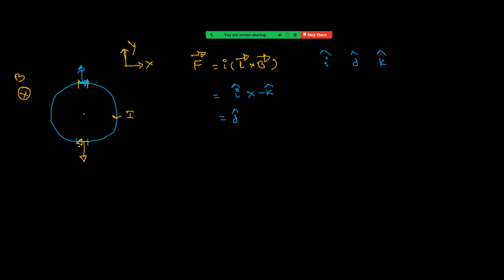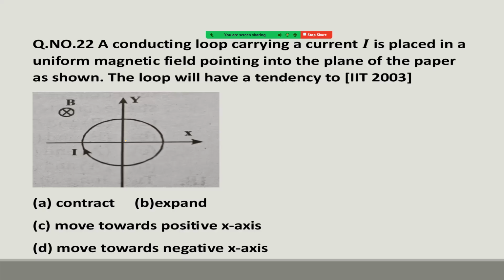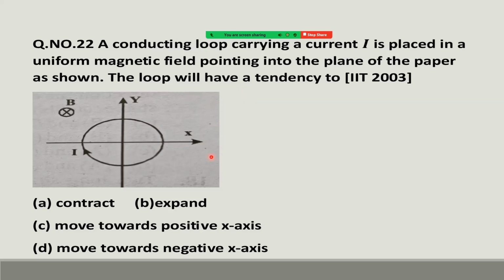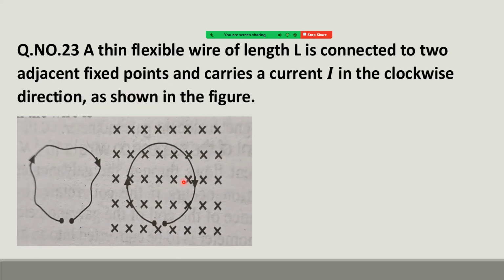We get the same condition at each and every point: force is outwards. It has a tendency to expand because force is now outwards. Right. So the option is B. Right. Let us see the next one.